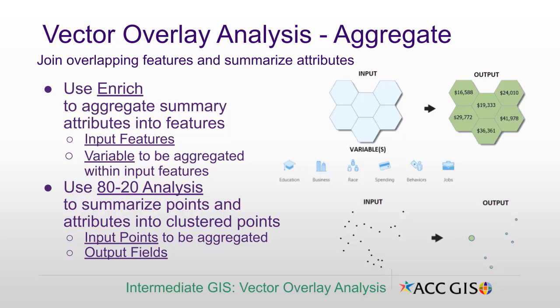And so we set the input points as those to be aggregated and also select the output fields, along with a few other parameters that control how much aggregation happens. And there you can see I've got 23 input points and my output, which includes 6 clustered points that represent the attributes and statistics from the input points.